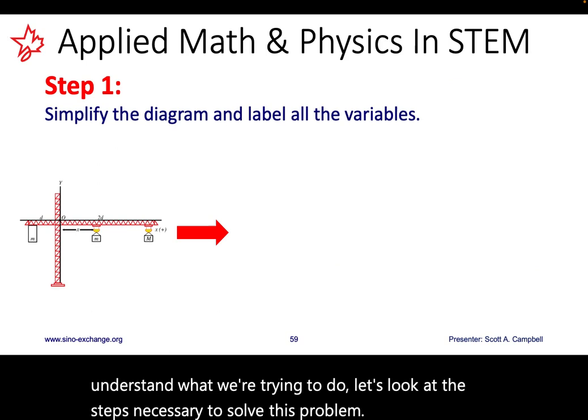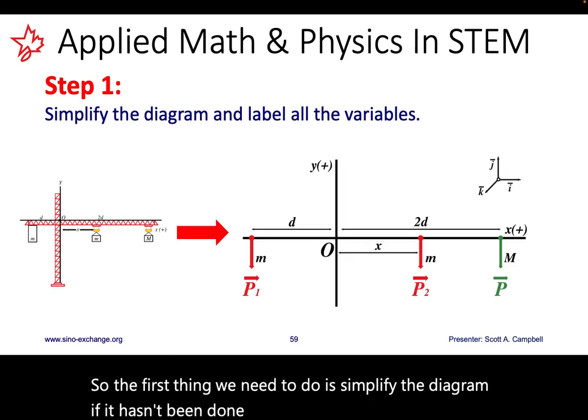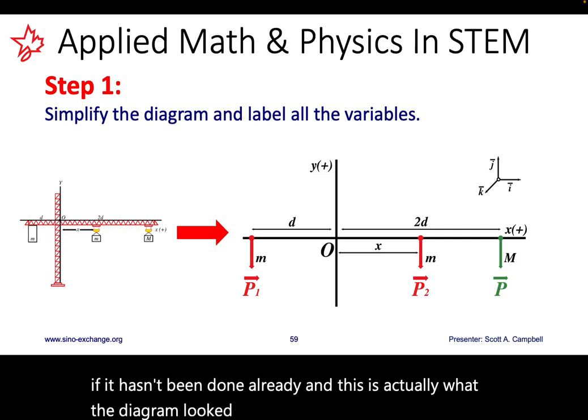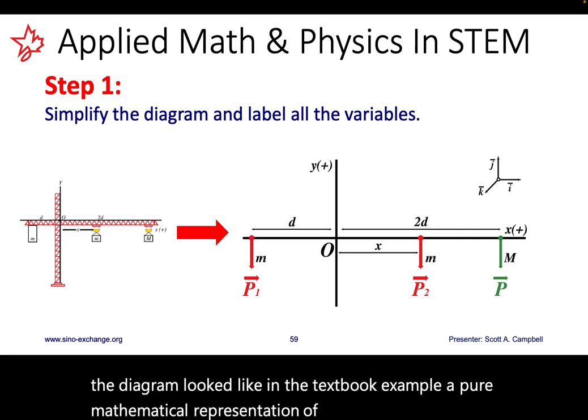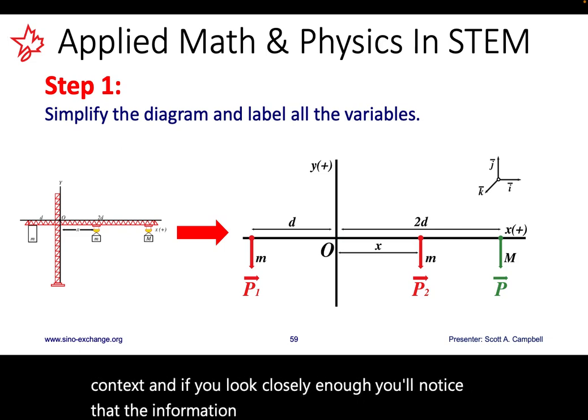So the first thing we need to do is simplify the diagram if it hasn't been done already. And this is actually what the diagram looked like in the textbook example, a pure mathematical representation of the problem with no context. And if you look closely enough, you'll notice that the information between these two diagrams is identical.